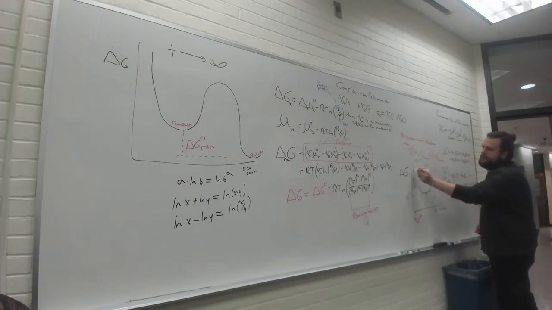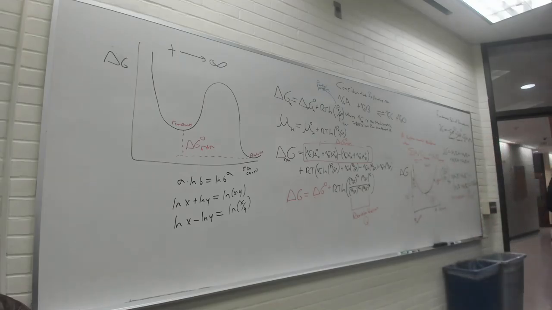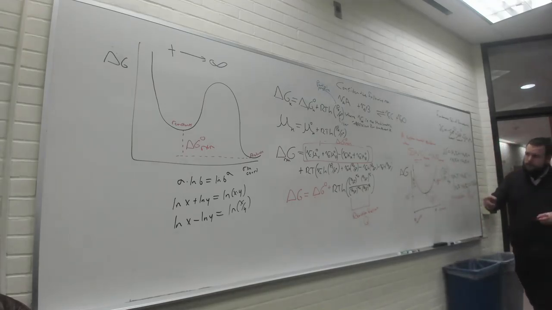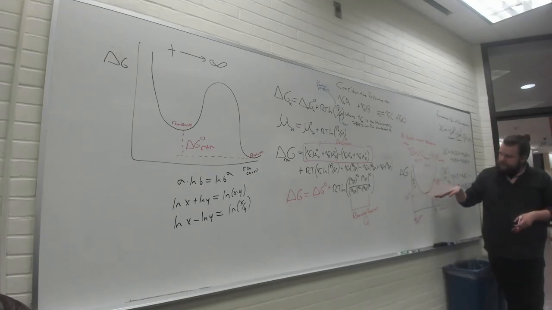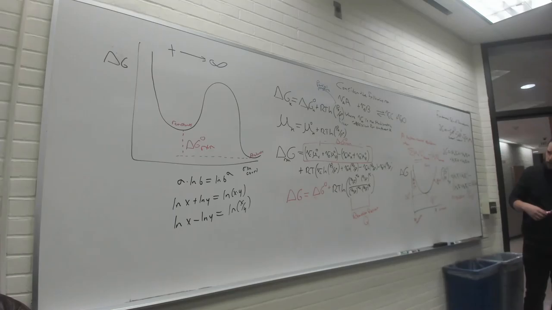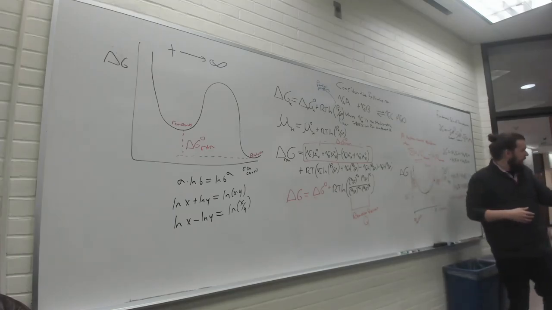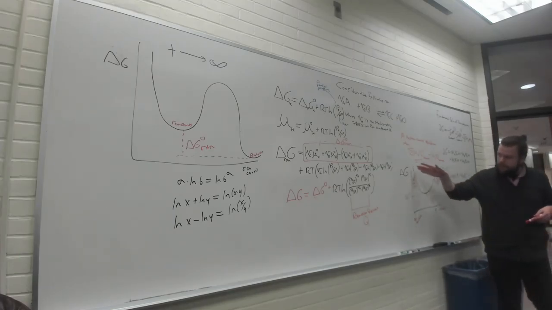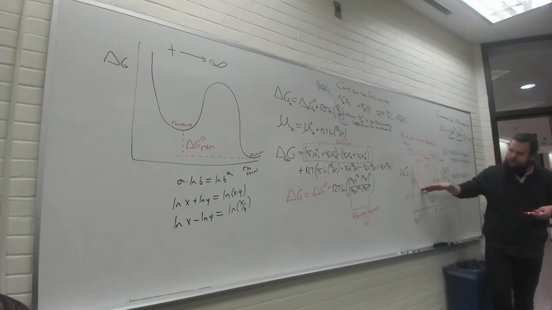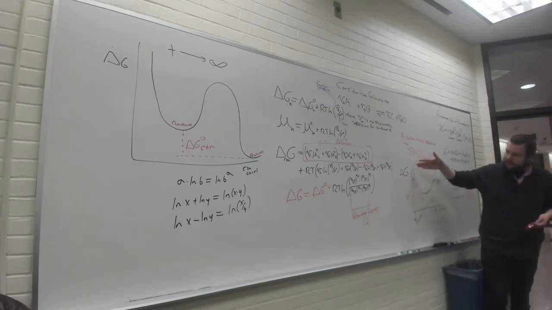So let's start here. At the beginning of our reaction, we just have reactants and some products. The slope of Gibbs with respect to the extent, X, the number of reactions that occur, and our starting point is all reactants, there are no products. The slope of Gibbs with respect to X is negative here.